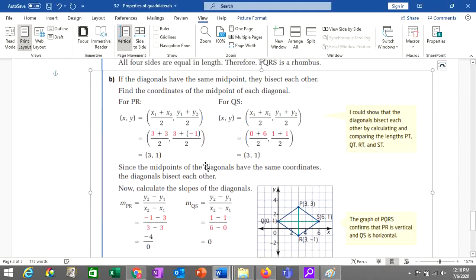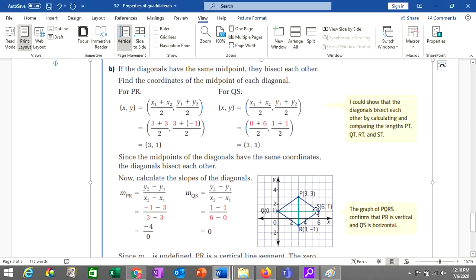That's pretty easy to calculate, right? We just find the midpoint of QS, which we've done here. We find the midpoint of PR, which we've done here. And yes, it turns out that they have the same midpoint. That means the point where they touch is the middle of both lines, so we can say yes, they bisect each other, meaning they cut each other exactly in half.